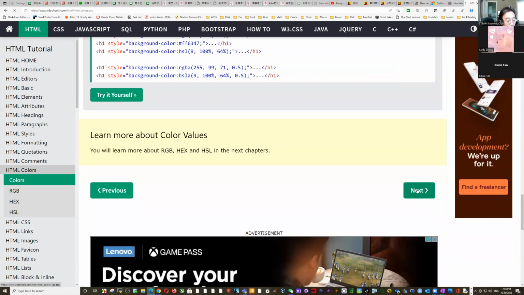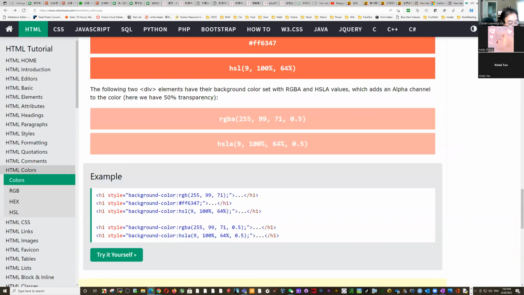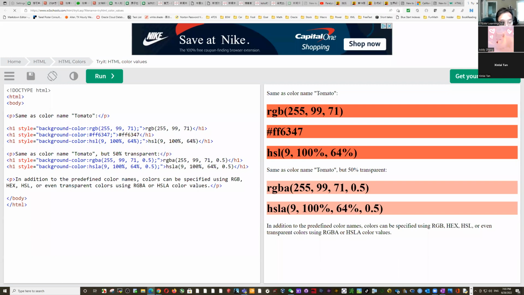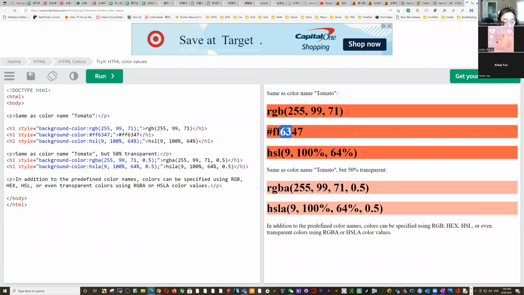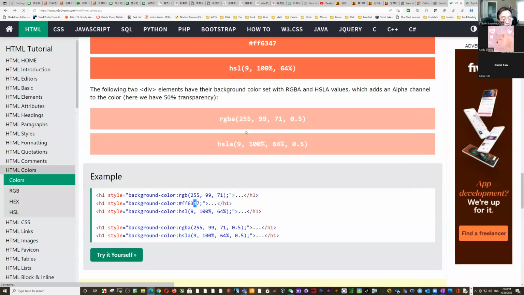Yes, this is a hexadecimal number. So pound FF6347. This is actually equivalent, believe it or not. 255 is FF, 63 in hexadecimal is 99, and 47 in hexadecimal is 71. Those are actually the same color, and that's the way you can see a whole lot of hexadecimal if you do computer work.